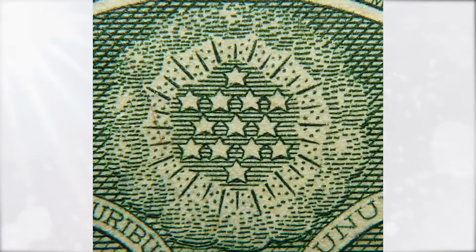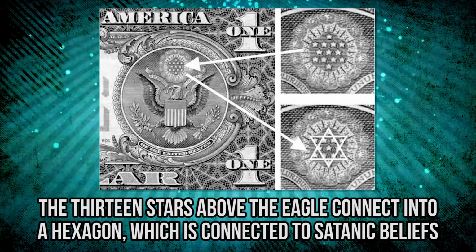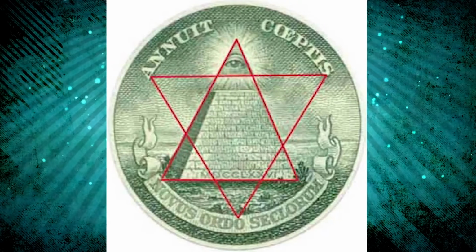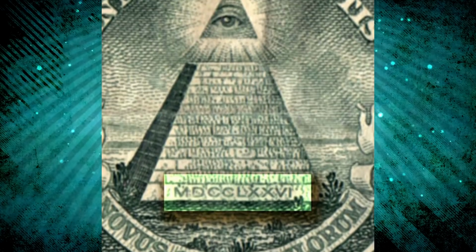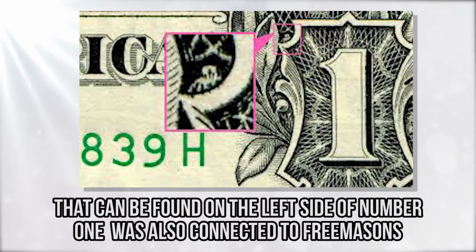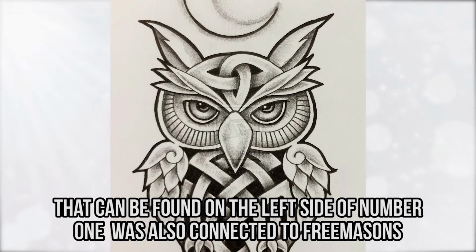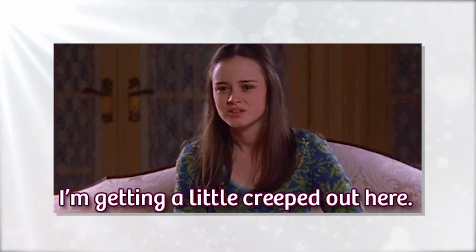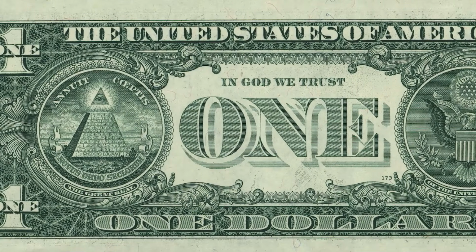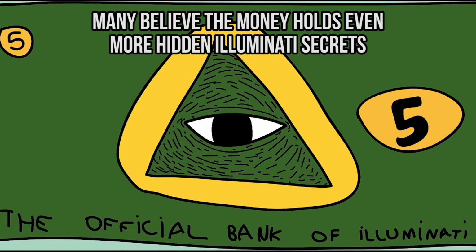It's also been pointed out that the 13 stars above the eagle connect into a hexagon, which is connected to satanic beliefs. People also claim that it's the same hexagon on the pyramid, and many think that the Roman numerals represent the year when Illuminati was first formed. The tiny mysterious owl that can be found on the left side of number 1 was also connected to the Freemasons, and many people believe it symbolizes Satanism. We're sure you can find more and more triangles just about anywhere on the dollar bill, and many believe the money holds even more hidden Illuminati secrets.